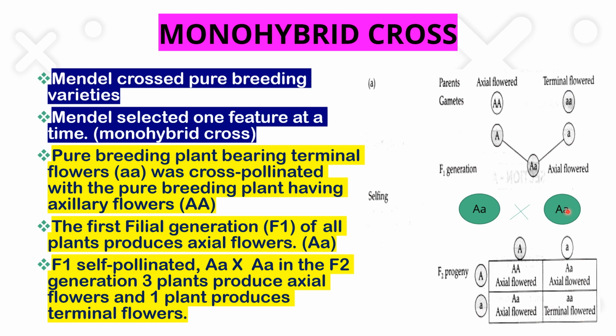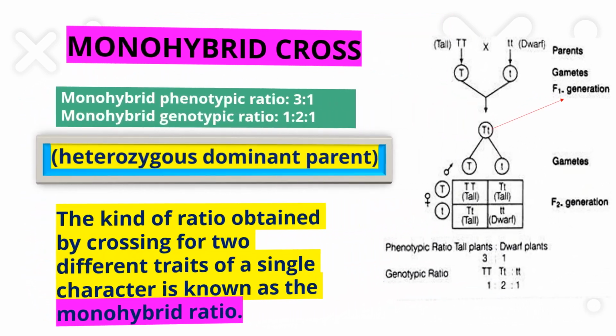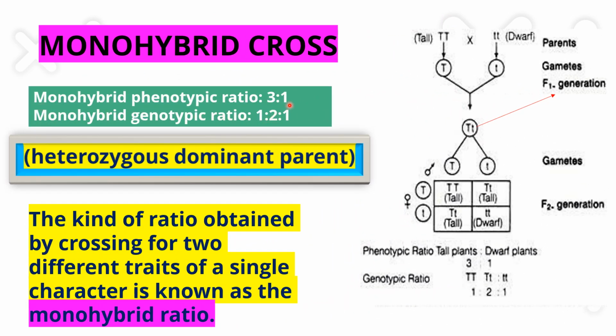Monohybrid phenotypic ratio is 3:1. Monohybrid genotypic ratio is 1:2:1. When is it obtained? When both the parents are heterozygous dominant, then only we will get phenotypic ratio 3:1 and genotypic ratio 1:2:1 in monohybrid cross.